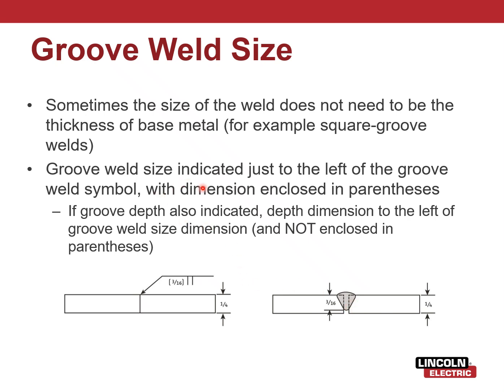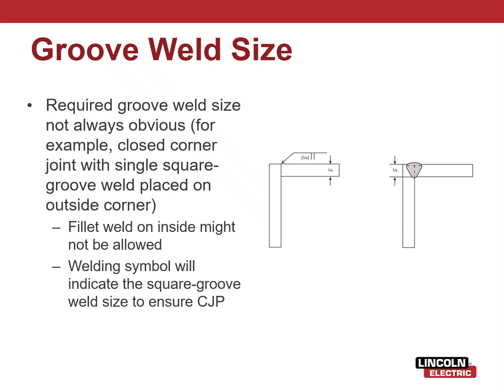So the groove weld size is indicated to the left of the groove weld symbol. 3/16, that's telling us we want that 3/16 depth. Different than the fillet welds. Groove weld size is 1/4 inch, so it's saying it needs 1/4 inch penetration. Just remember on a fillet weld, if it's to the left, that's the leg length we're looking for, but for a groove weld, depth.